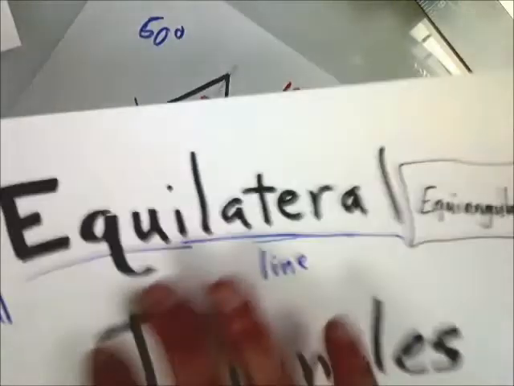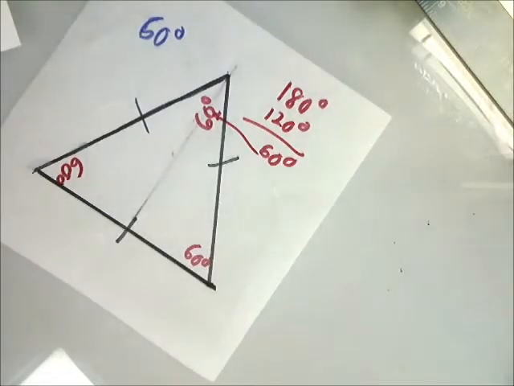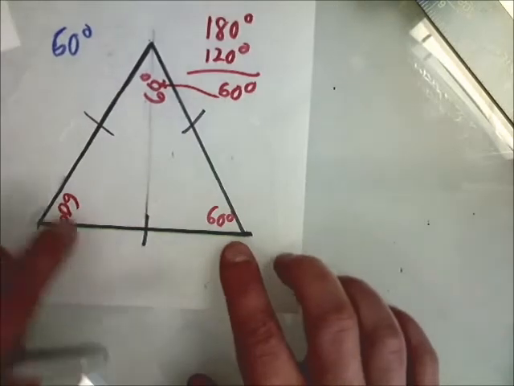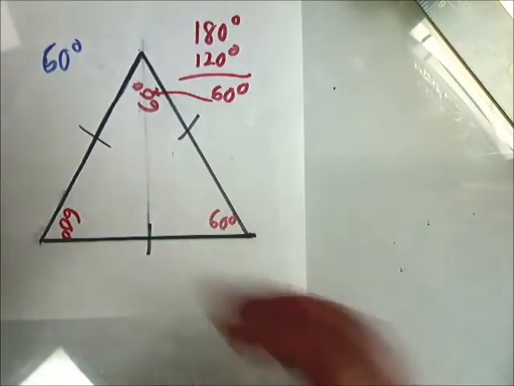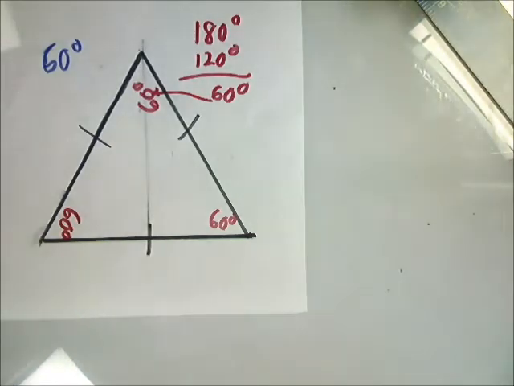So if I know an equilateral, then I know it's equiangular. Another pretty popular one is the reverse, which is if you have 60 degree angles, they're all the same. There's nothing else you can do. They have to be equilateral. So if I have all three angles the same and it makes a triangle, that's the key. It has to make a triangle.